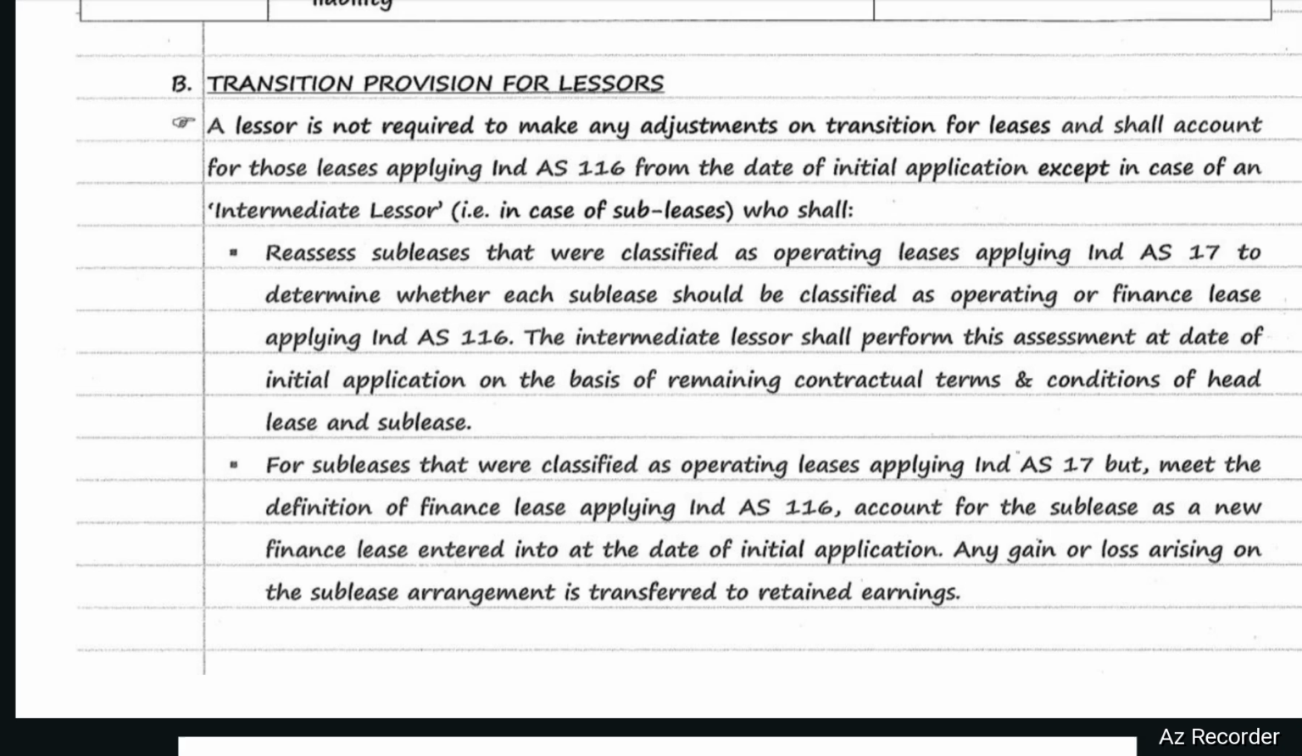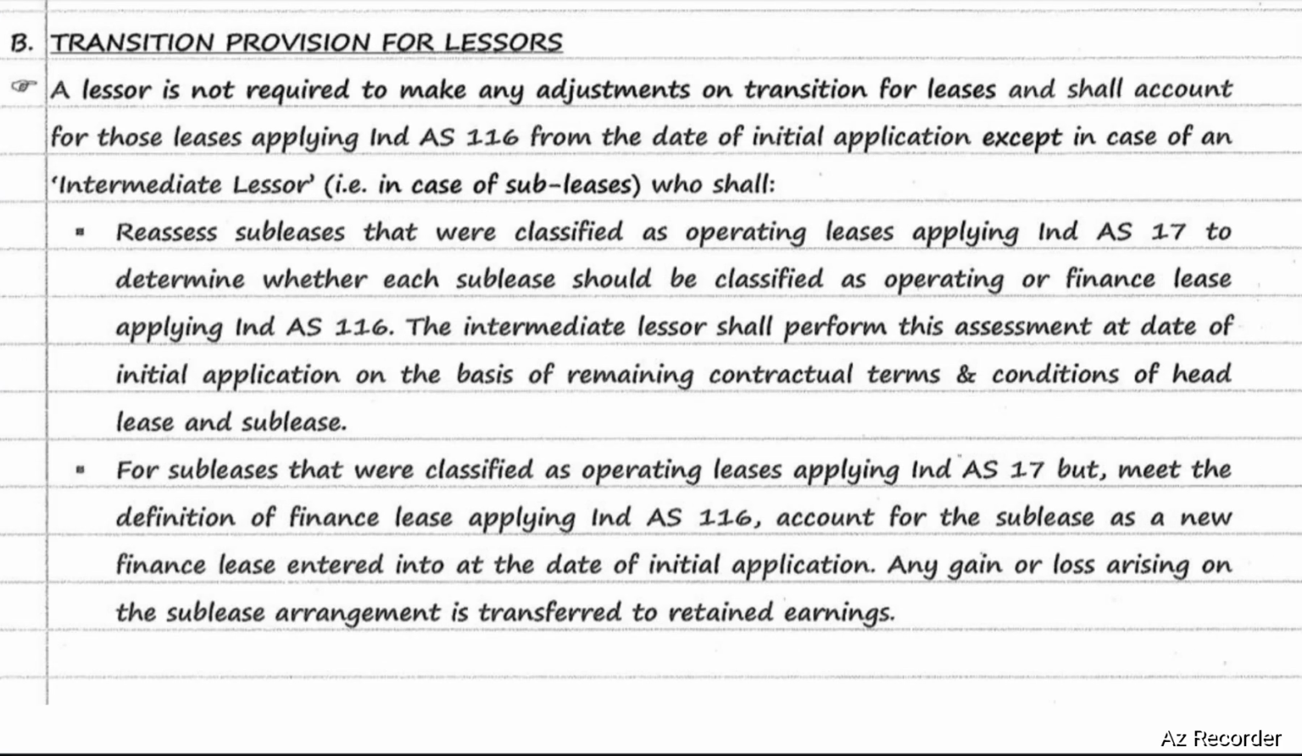The intermediate lessor shall perform this assessment at date of initial application on the basis of remaining contractual terms and conditions of head lease and sublease. For subleases that were classified as operating lease, applying Ind AS 17, but meet the definition of finance lease, applying Ind AS 116, account for the sublease as a new finance lease entered into at the date of initial application. Any gain or loss arising on the sublease arrangement is transferred to retained earnings.